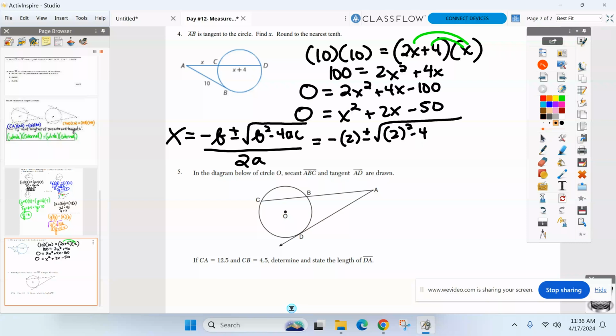How about your a value? 1. C value? Negative 50. All over, and then make sure it's all over in your calculator, just not the radical part. 2 times the a value of 1. Now, as you guys are typing that in, remember, you don't have a plus or minus button on that calculator. So you're going to have to do this calculation twice in your calculator. Once for plus, once for minus. Okay, so it's got to be done twice.